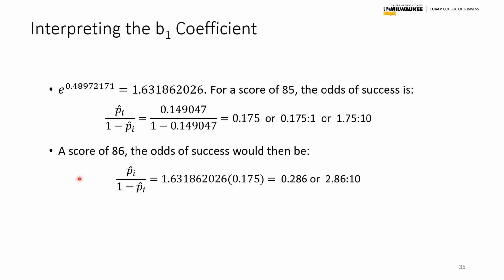Now, it's a good exercise if you were to go back and find the predicted probability of success based on 86, get that p-hat value, divide it by 1 minus p-hat value, and find that you get the same value here of 0.286.